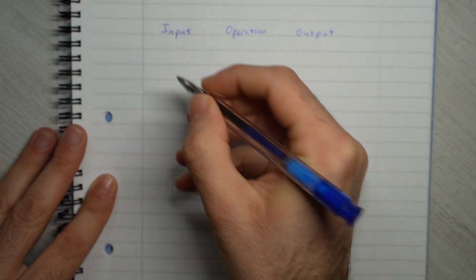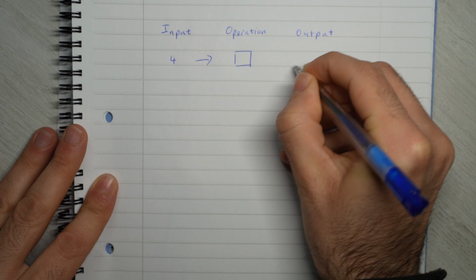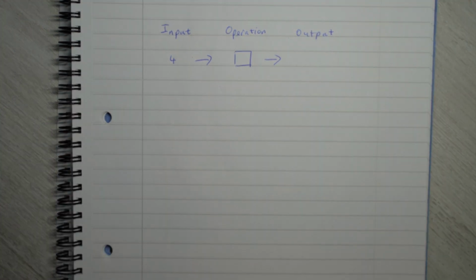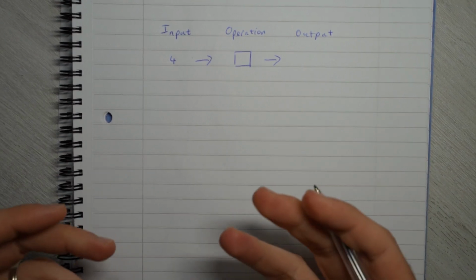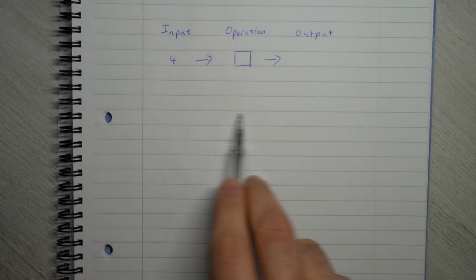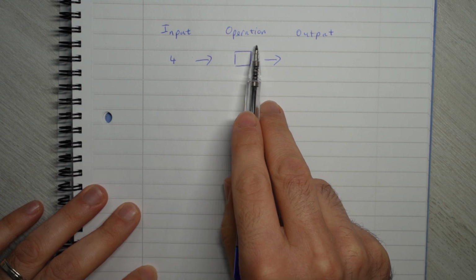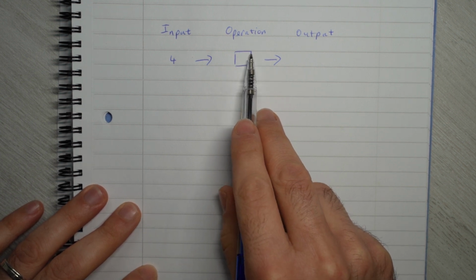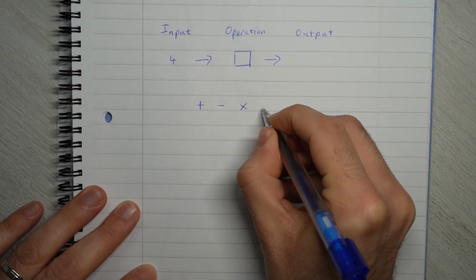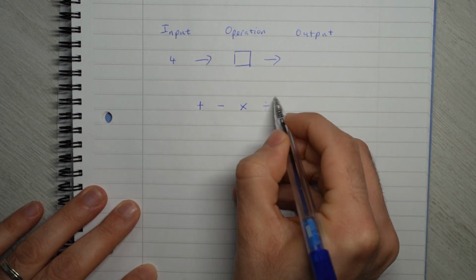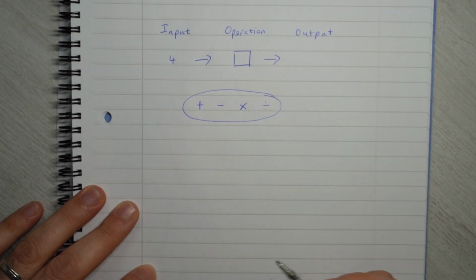Okay, so we have the input. For example, let's take 4. We have the operation, and then we have the output. That's why they are called function machines, because it's like a machine. You give it an input, and you will get an output. Operation, of course, here we are referring to either addition, subtraction, multiplication, or division. So these are the operations that we are using in function machines.